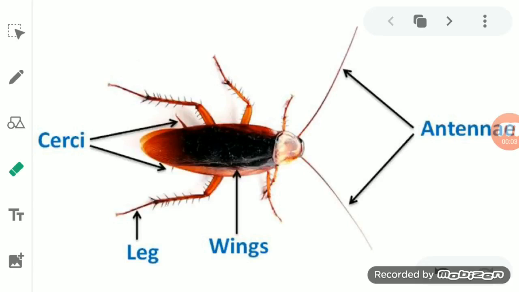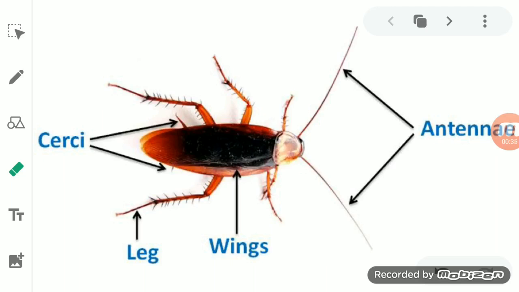Now when we talk about the cockroach, it has 6 legs, in which 3 legs are on each side. These legs help the cockroach to move on the ground. They are helpful in crawling, in moving the cockroach on the ground.